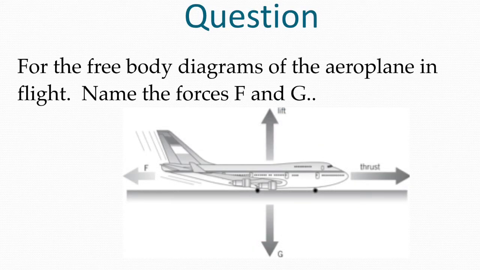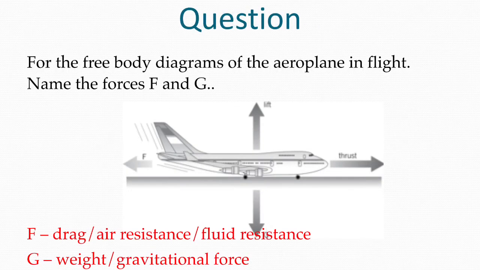And for the aeroplane shown below, name the forces F and G. Pause the video while you record their names in your book. Force F would be drag or air resistance, and force G would be the weight, or again the gravitational force.